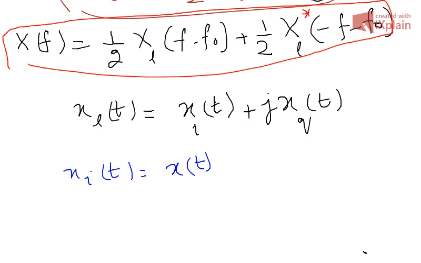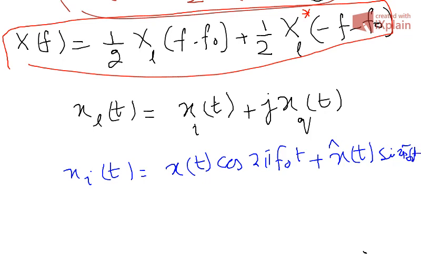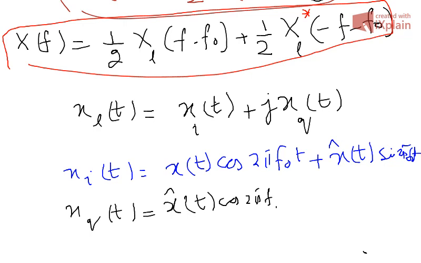So this is x of t cos of 2 pi f naught t plus the Hilbert transform, x hat of t, sine of 2 pi f naught t, and our imaginary X q of t, which we derived earlier, is x hat of t cos of 2 pi f naught t minus x of t sine of 2 pi f naught t. This we derived earlier, right?